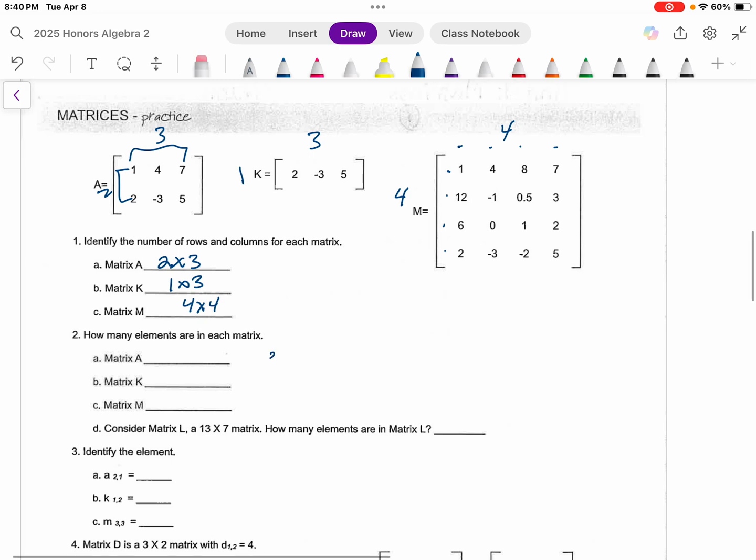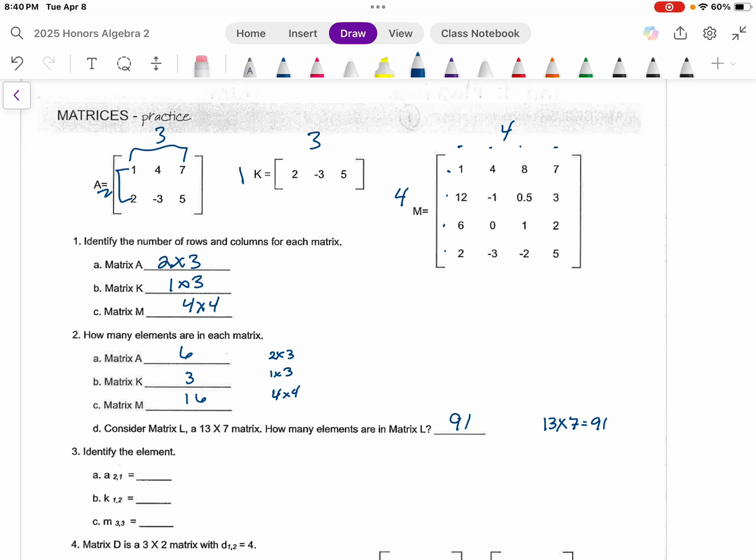Okay, so this is where we're just multiplying. So matrix A, 2 times 3 is 6. Matrix K, 1 times 3 is 3. Matrix M, 4 times 4, 16. And then it says consider matrix L, which happens to be a 13 by 7 matrix. How many elements are in matrix L? Well, we would just do 13 times 7, which is 91. So 91. Again, that would be really big, because you're thinking about 13 rows.